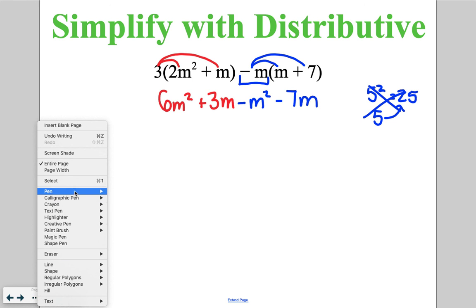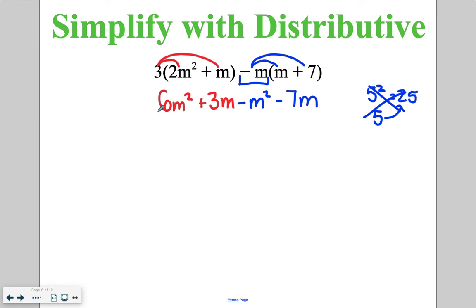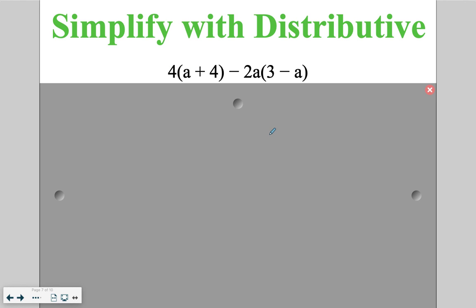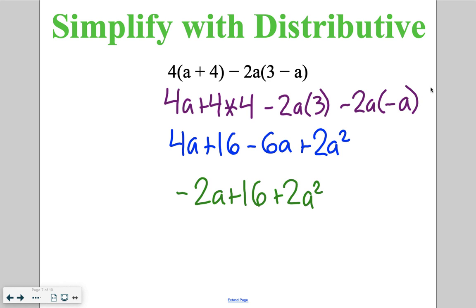So when we're looking here, we're looking for those like terms to put together. In this case, we've got 6m squared minus m squared, which is going to give me 5m squared. And then we've got 3m minus 7m, which is going to give me negative 4m. And that is all the further that we can simplify this problem. Go ahead and try this one on your own. When you simplify, you do your distributive property first, which is going to give you this blue part, and then simplifies down to this final answer here.